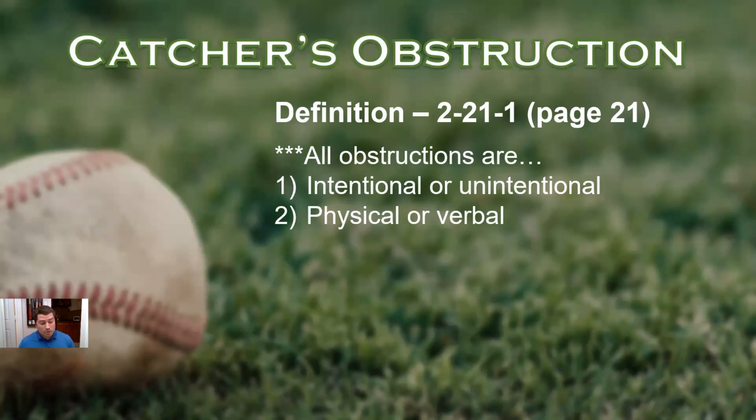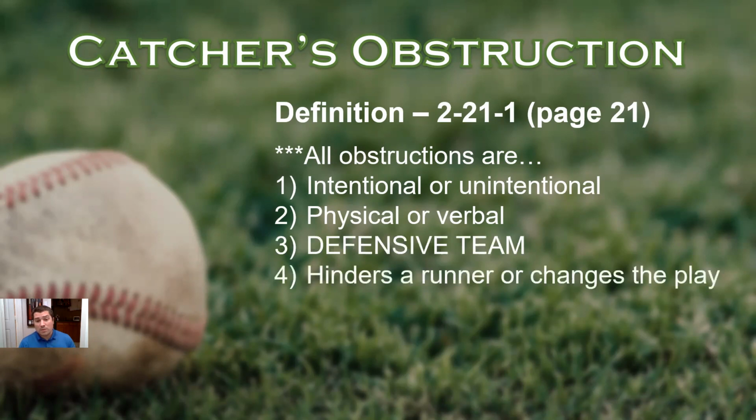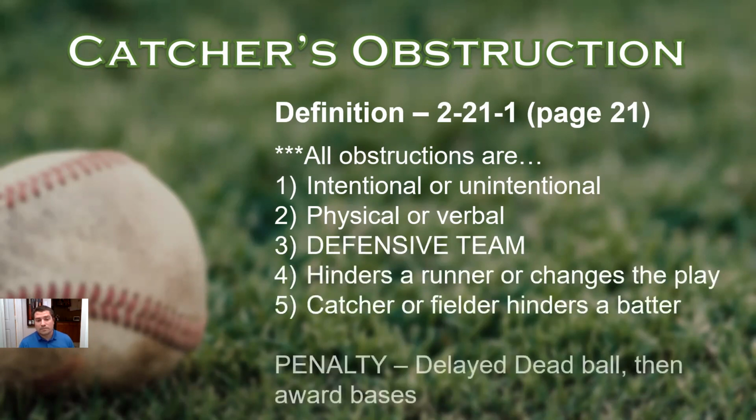When obstruction occurs, the ball becomes dead at the end of playing action. So defensive team hinders a runner or changes a play, catcher or fielder hinders a batter, and the penalty is a delayed dead ball. And then the umpire has authority to determine which base or bases shall be awarded runners according to the violated rule. There are a few exceptions to this, but we're not going to get into those right now.